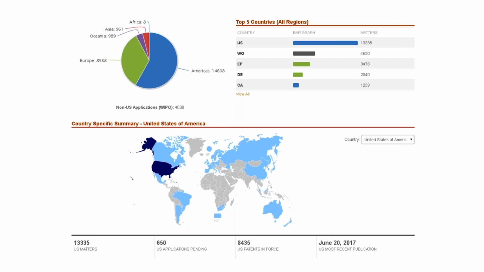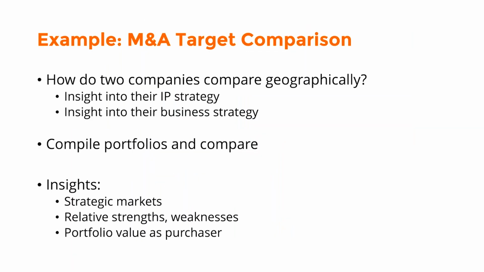Exactly. Okay, let's jump to another example. In this example, I'm looking to acquire a company in a particular field. So this is an M&A target comparison. I've got a few targets that I'm looking at, and I want to get a sense from an IP perspective of any insights that I can add to the selection process. I want to know how these companies compare geographically.